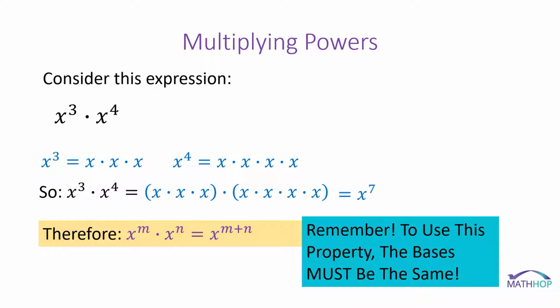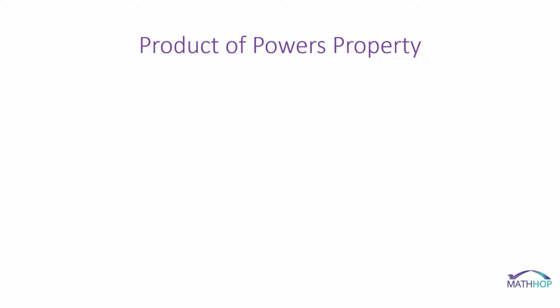The only thing you have to remember: the bases have to be the same to use this property. If you were multiplying x cubed times b to the fourth, you couldn't add the exponents. You wouldn't know which base to use, x or b. They're not the same. They're not comparable. So that wasn't too bad, right? So what that's called is the product of powers property.